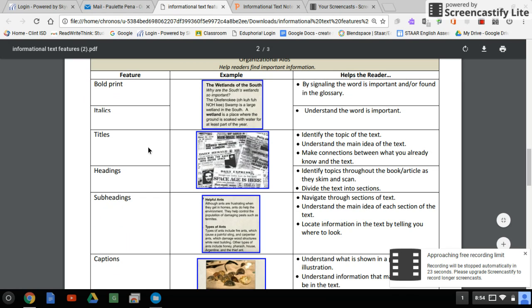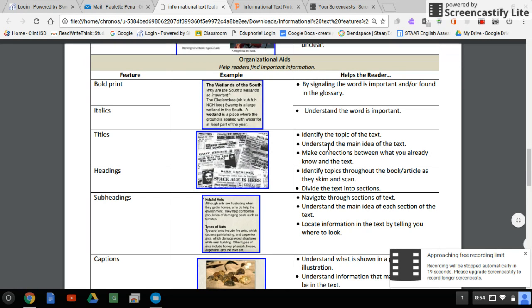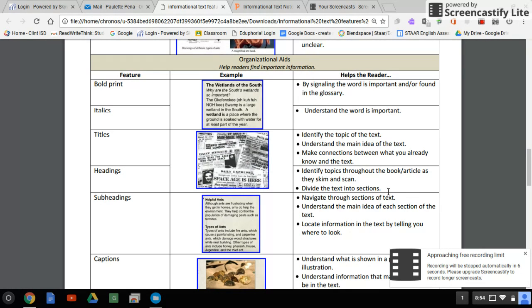The next one is your titles. Identify the topic of the text, understand the main idea of the text, and make connections between what you already know and the text. And identify topics throughout the book or article as they skim and scan, divide the text into sections.